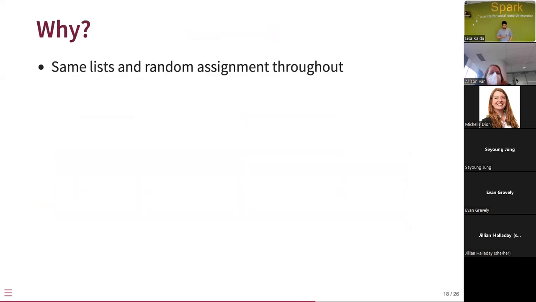What's going on here? Why is this happening? Everything else is the same. The baseline lists are the same. There's random assignment throughout. Any guesses in the room as to why we're seeing different patterns of estimates?